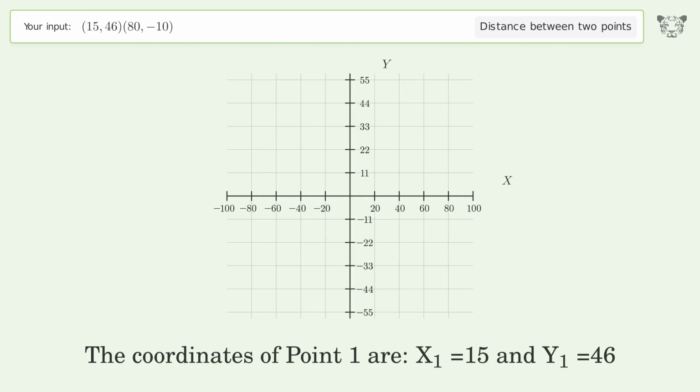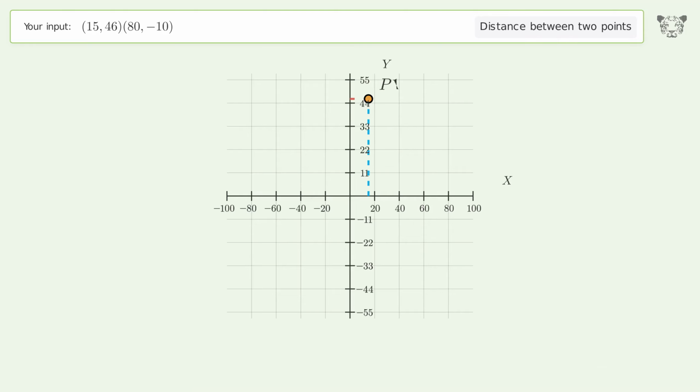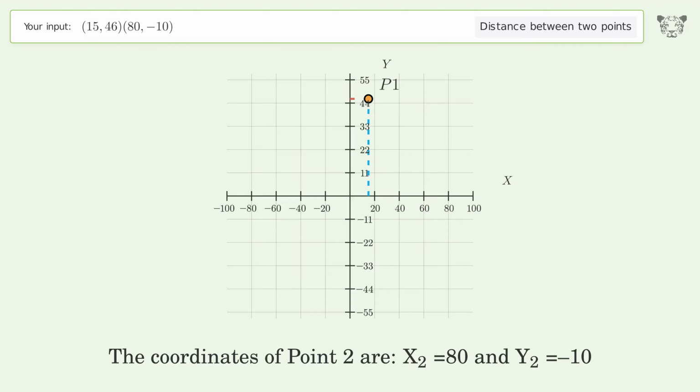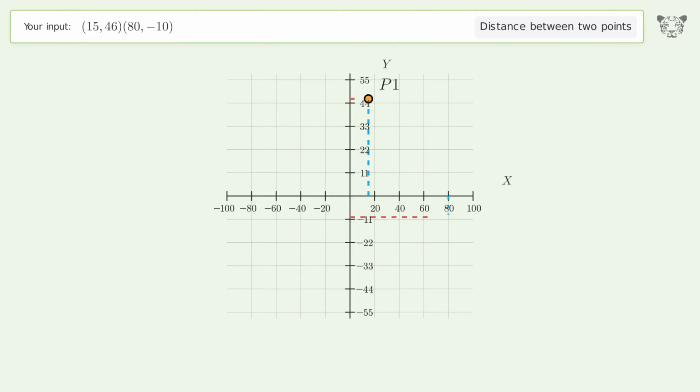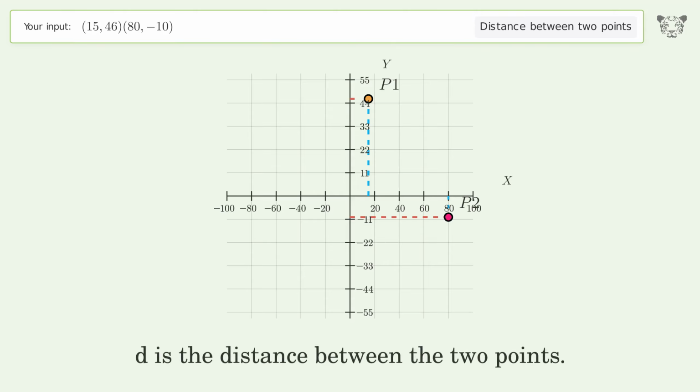The coordinates of point 1 are x1 equals 15 and y1 equals 46. The coordinates of point 2 are x2 equals 80 and y2 equals -10. D is the distance between the 2 points.